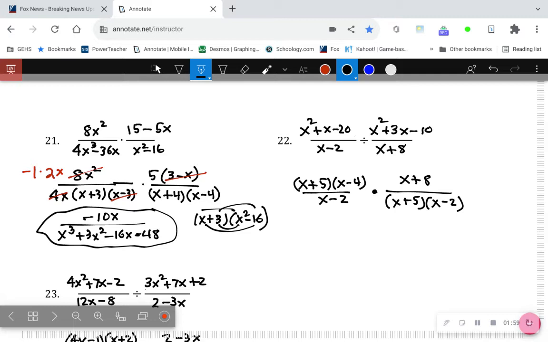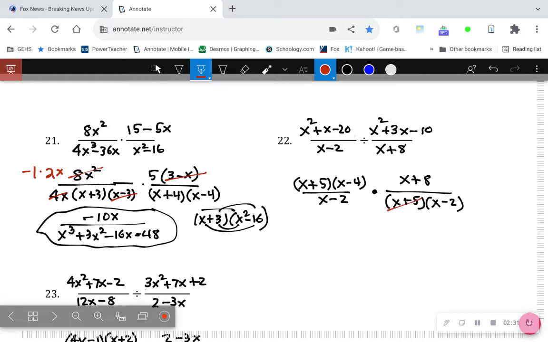All right, the next one here, let me show you the factoring I've done so far on it. This corner factors as plus 5 and minus 4. Nothing to be done down there. The division we changed to multiplying. And when you do that, you have to take this fraction and turn it upside down. So that's why the x plus 8 is on top. This one factors as x plus 5 and x minus 2. And now you're ready to start canceling factors.